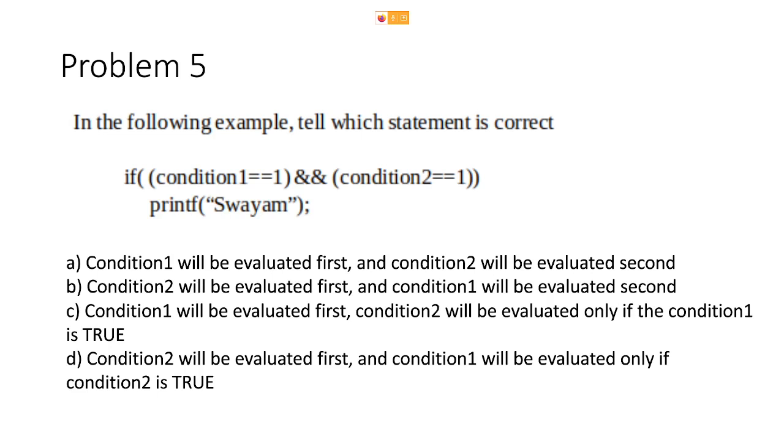Yeah. So both A and C seem to be close to correct, but of course only one of them is correct. The correct option is actually C, because of how the AND operation works. If one of the conditions is false, then we do not need to check the next condition because the overall result will be false. So if condition 1 is true, only then we check condition 2. So that's why option C is correct.